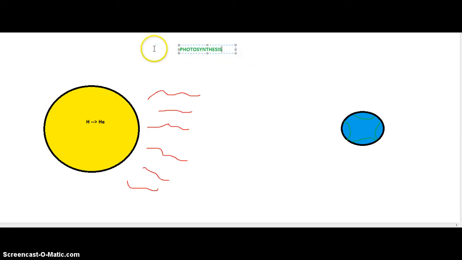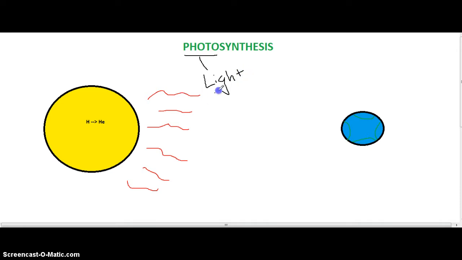Photosynthesis. What does photo mean? How many of you actually think that photo means picture? Photo does not mean picture. Photo means light. And what does synthesis mean? What do DJs do?